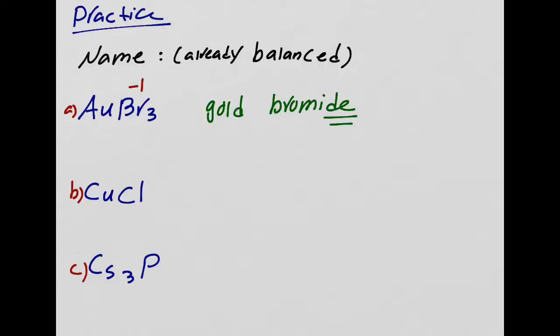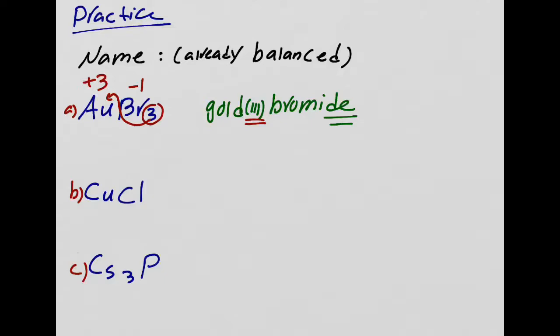Now, where did the 3 come from? The 3 comes from gold because you cross-multiply the charges. When we cross-multiply the charges, we don't write the 1, so the 3 had to come from gold. So which gold are we talking about here? In this case, we're talking about gold 3. We're talking about gold 3 bromide. So far, so good. Okay, let's do the next one.